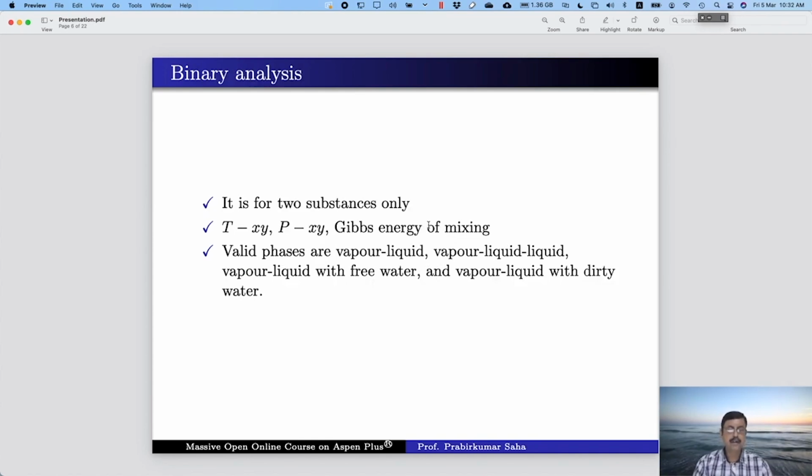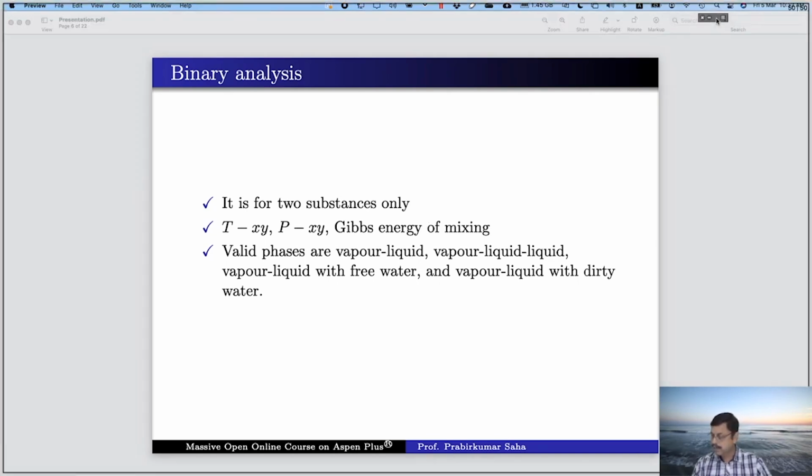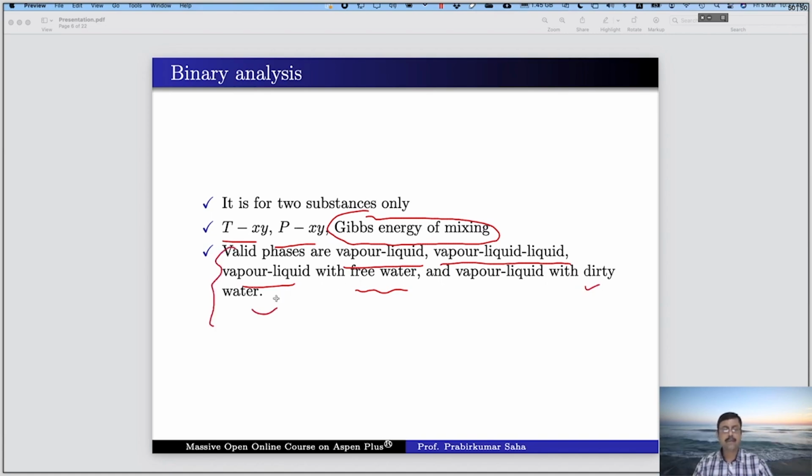So that's how you get the PT envelope for three pure components. Now the next one, we will learn binary analysis. Now the name suggests it is for only two substances or two components. And we can find out the TXY diagram and PXY diagram. Also we can see the Gibbs energy of mixing. The valid phases we will have in binary analysis: vapor liquid or vapor liquid liquid. Also vapor liquid with either free water or dirty water. So many valid phases are possible for binary analysis.